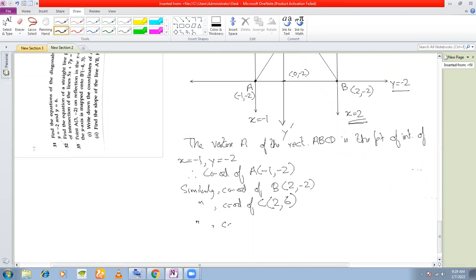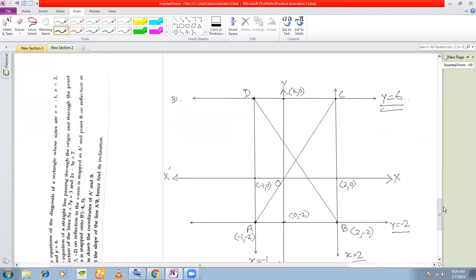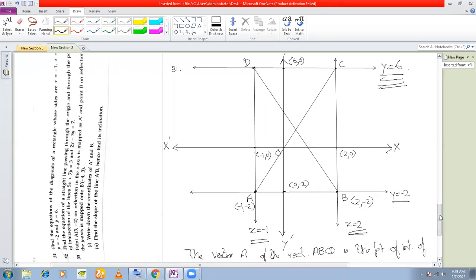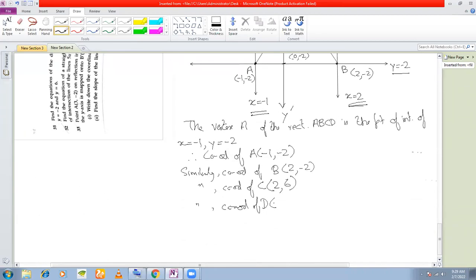And coordinates of D is what? The point of intersection of which lines? It is x is equal to -1 and y is equal to 6, right? D is the point of intersection of these two lines. Therefore, its coordinates must be -1, 6, right? So we have got all the 4 vertices of the rectangle.